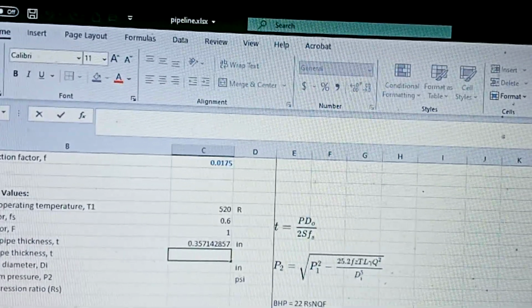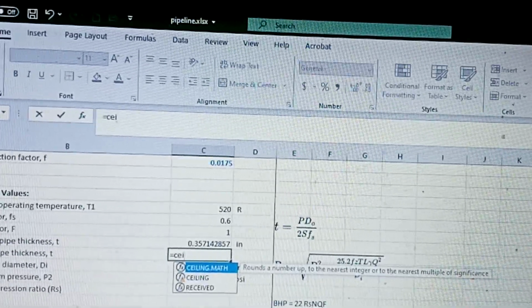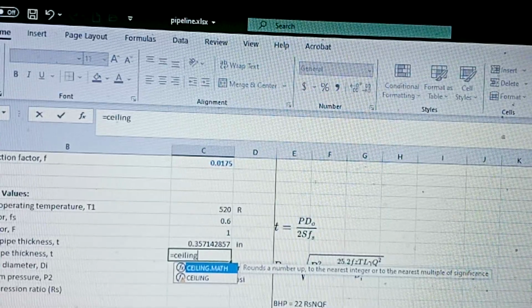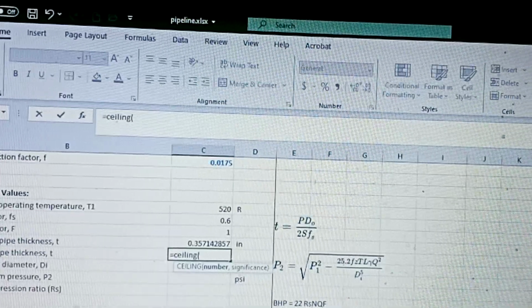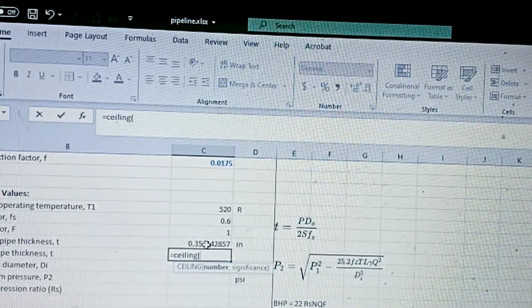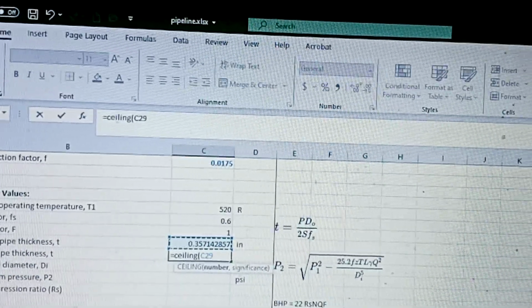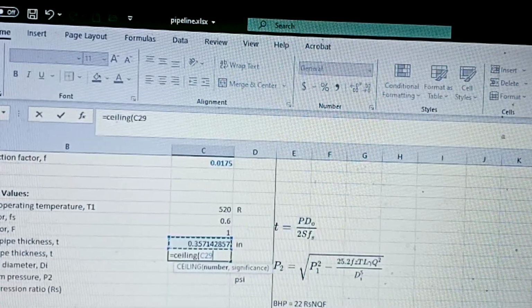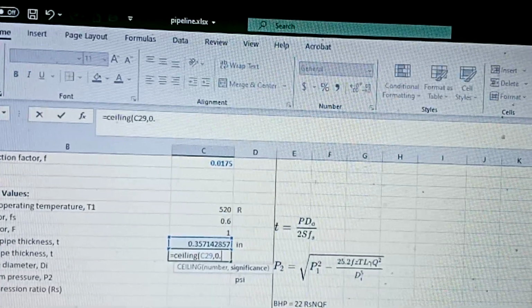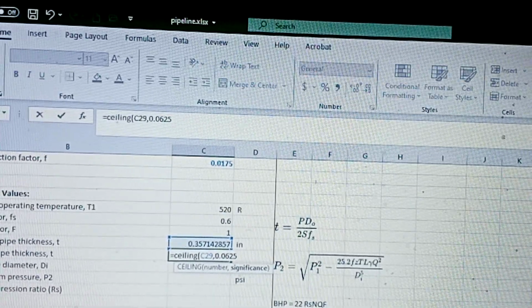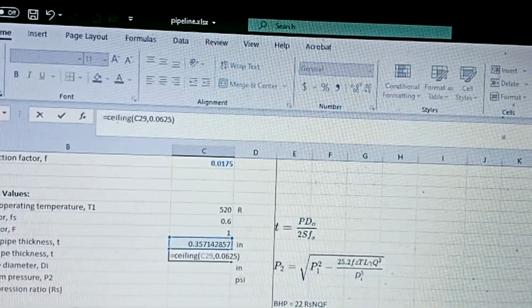The function we're going to be using is called ceiling. Ceiling equals ceiling. I want to ceiling it to what? I open the bracket. What do I want to ceiling? What I just calculated here. I click on that. I want to ceiling it to the nearest 1/16, so I put a comma. 1/16 is 0.0625. Then I close it. You should be able to get 0.375.